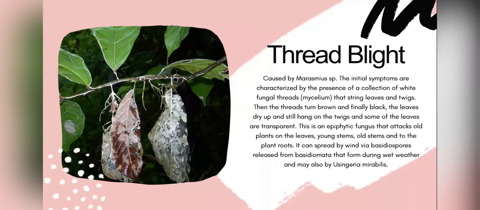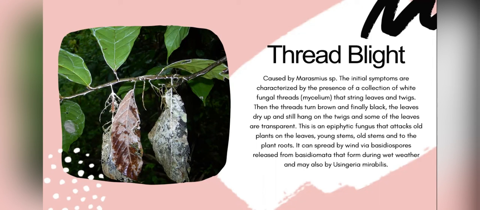So the next disease is thread blight caused by Marasmius sp. The initial symptoms are characterized by the presence of a collection of white fungal threads or mycelium that string leaves and twigs, then the threads turn brown and finally black. The leaves dry up, still hang on the twigs, and some of the leaves are transparent.